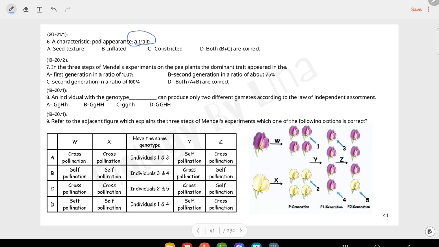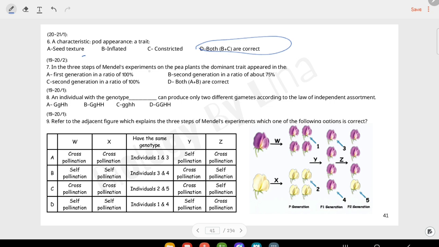A trait, like what? When we say seed texture, this is a character. We talk in general, we said seed texture. I don't mention what this seed texture is, whether it is round or wrinkled. But when I say inflated pod or constricted, these are the traits for the pod. Okay, so now which one is a trait? It's inflated and constricted, so both B and C.